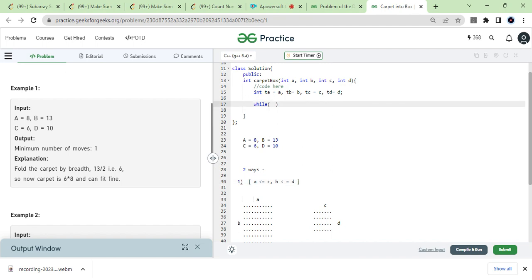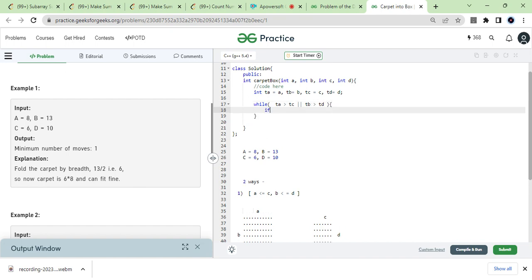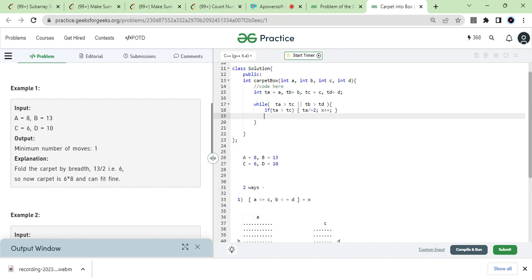So while your TA is greater than TC, equal to, we don't need to do TC, or your TB is greater than equal to TD. So both conditions have to be satisfied. If any of them is violating, like TB is greater than TD, then also you have to do the operation. Then you need to see specifically which condition is violating, and if TA, TC is violating, then make it TA divided by equal to 2 and x plus plus. The answer for this would be coming out as x. The answer for the next one will be coming out as y.